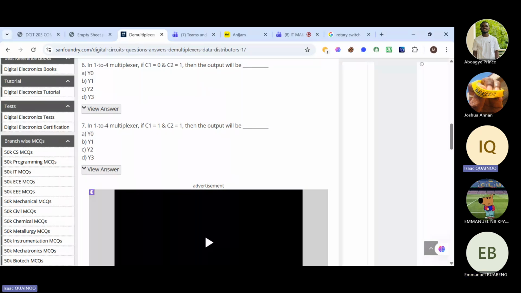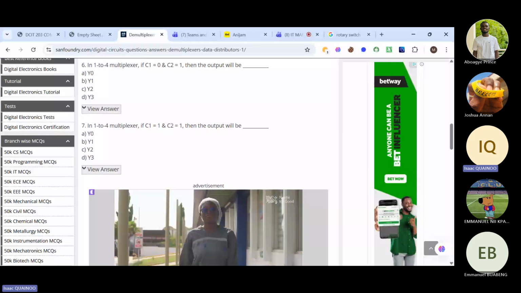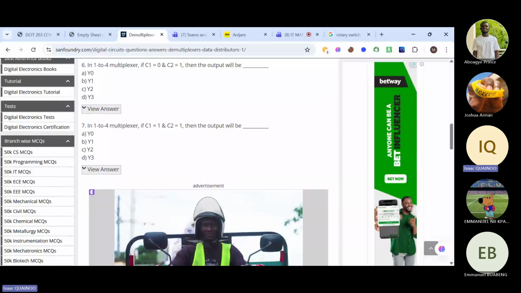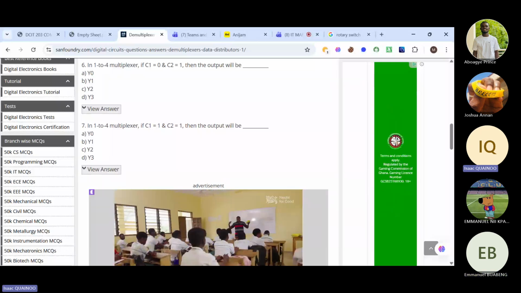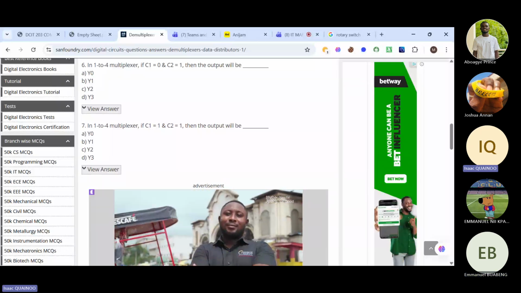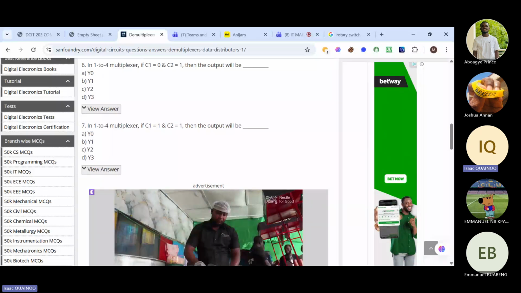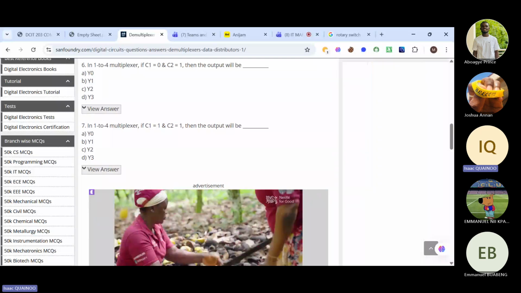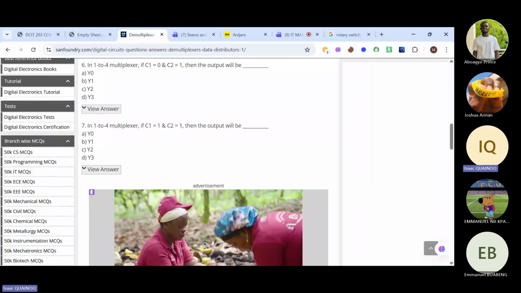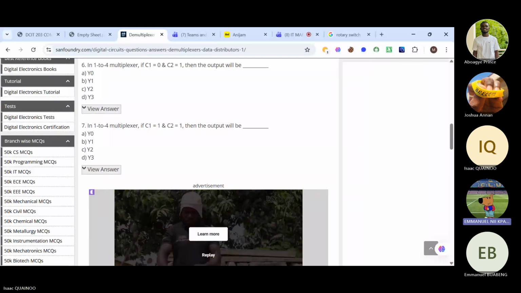So question 6. In a 1 to 4 multiplexer, if C1 equals 0 and C2 equals 1, then the output will be: A, Y0, B, Y1, C, Y2, and D, Y3. I'll go with B. D.